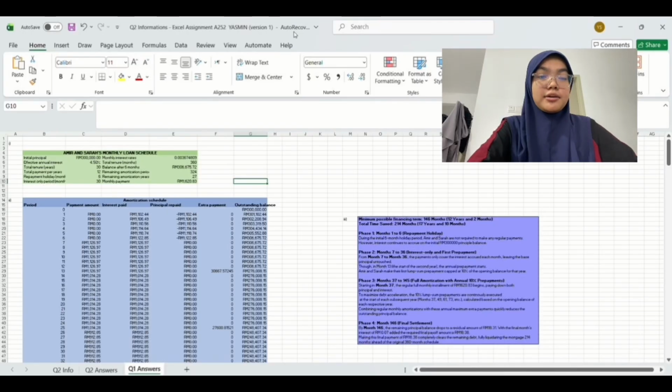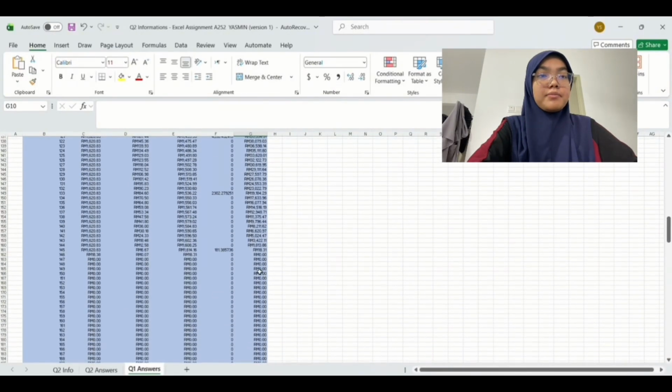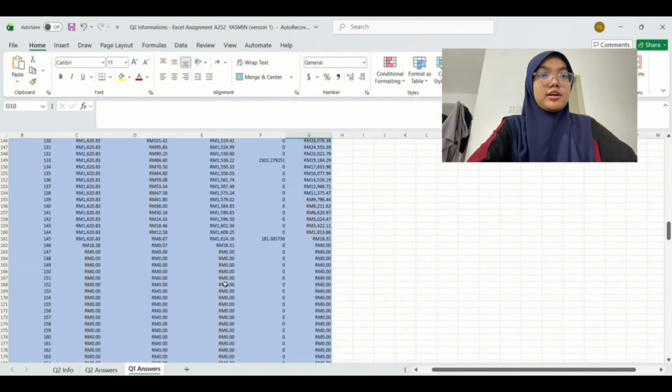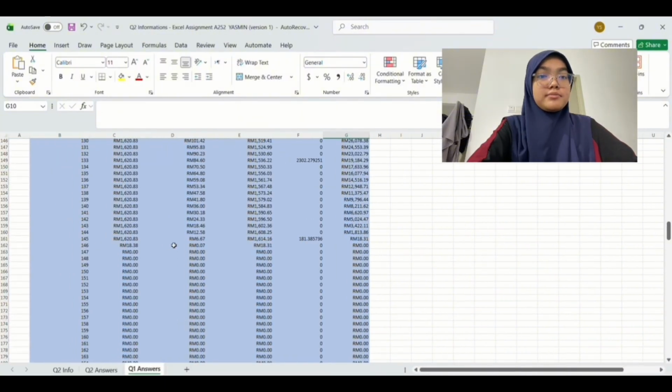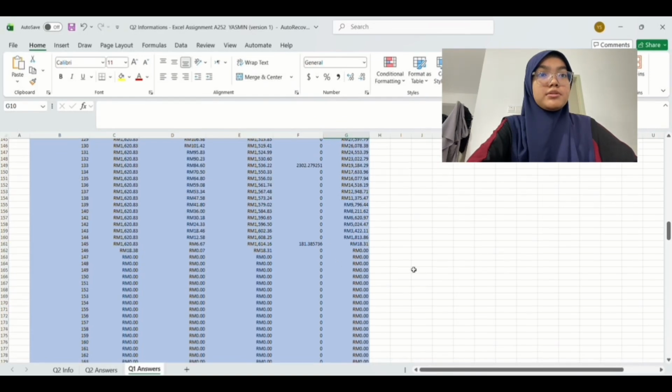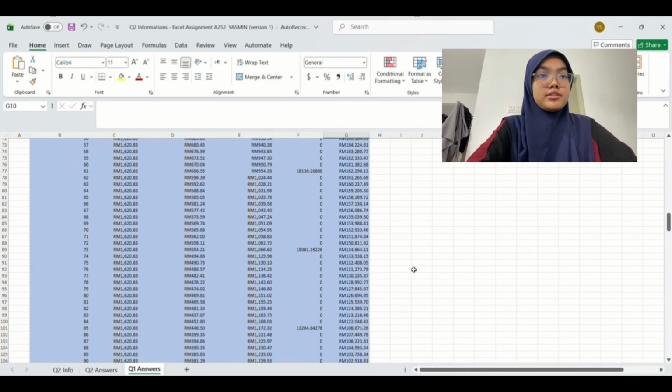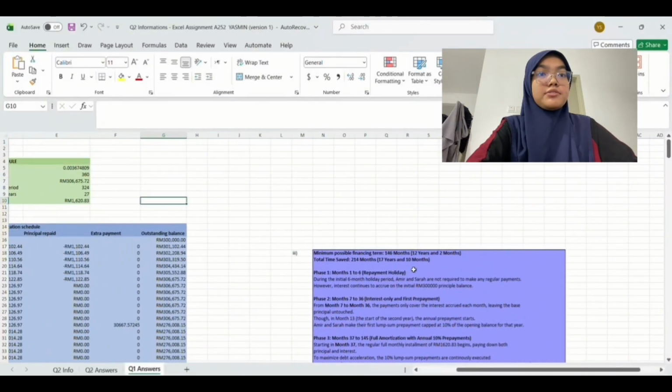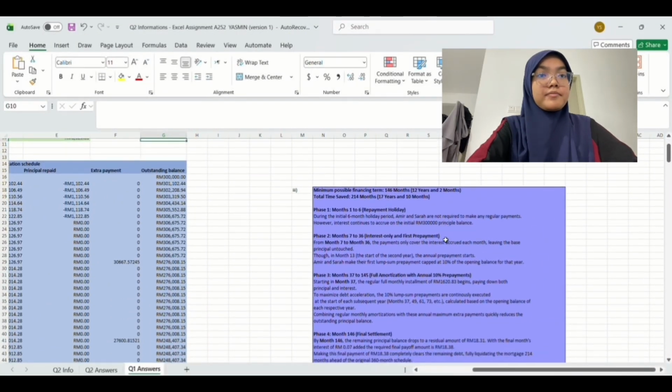For question number 3, it asks us to evaluate and find the minimum possible financing term that can be achieved through this strategy. Since the payment stops at 146 months, which is 12 years and 2 months, the minimum possible financing term is 146 months, and the total time saved is 214 months.